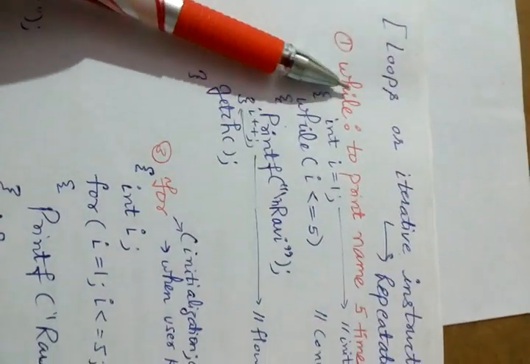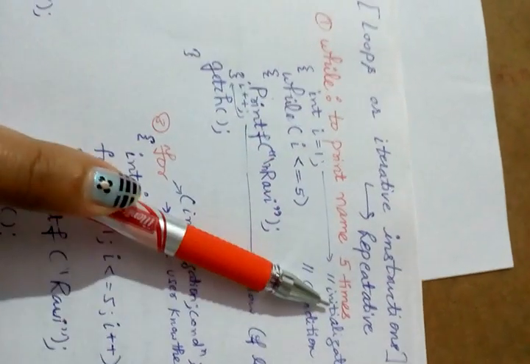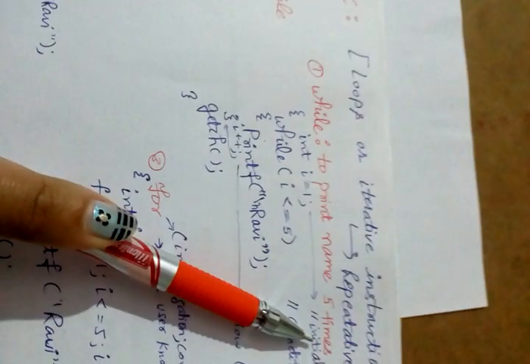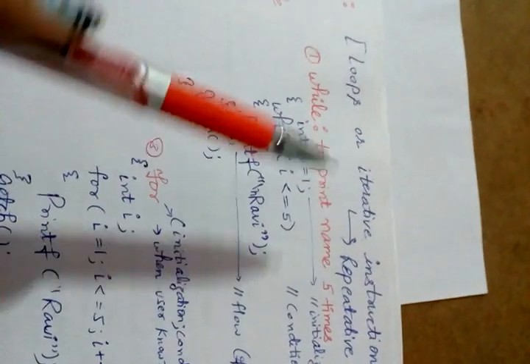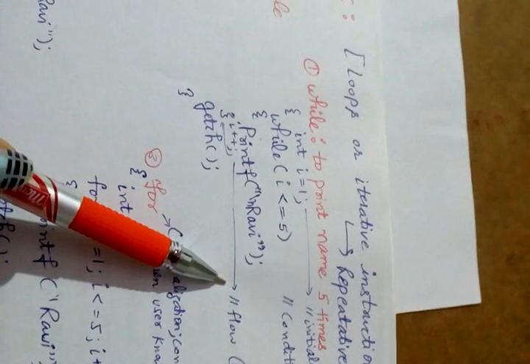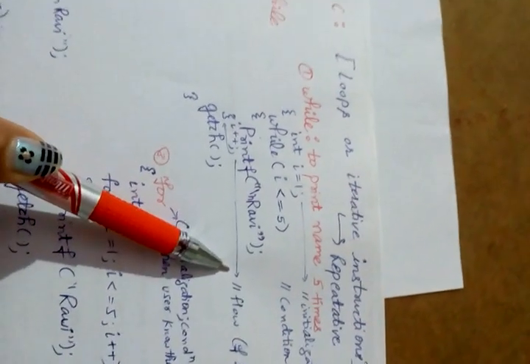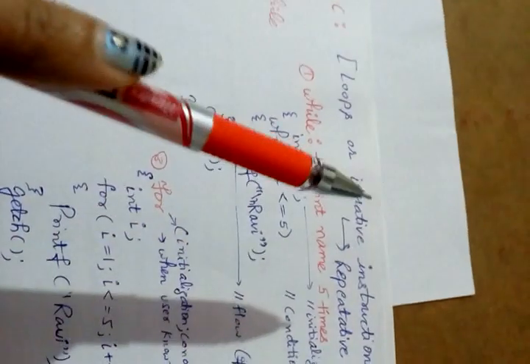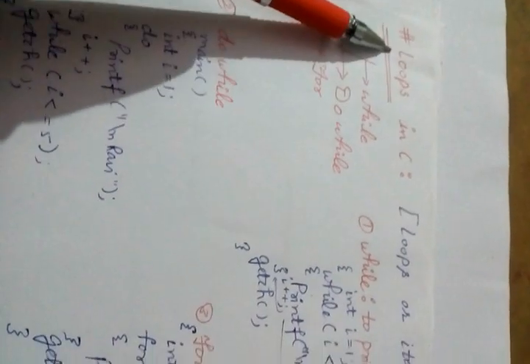So first, just take an example of while loop. Suppose we want to print our name 5 times. There is one more method to print our name 5 times: no need to use any kind of loop. Simply give the printf command 5 times and you will get the output as your name or any other string 5 times. But we are discussing loops here.